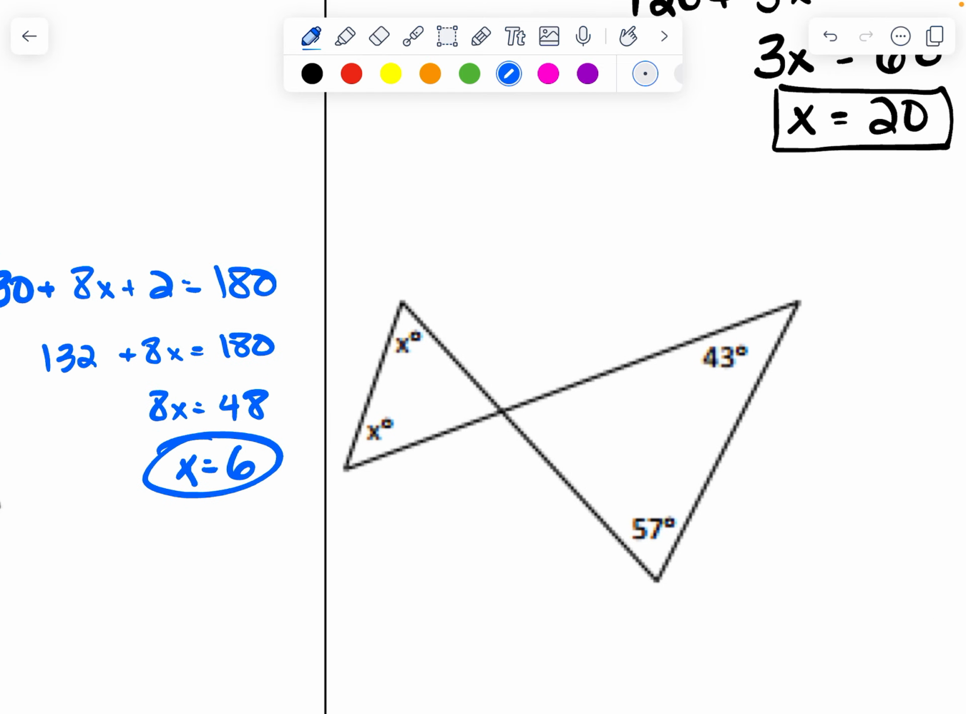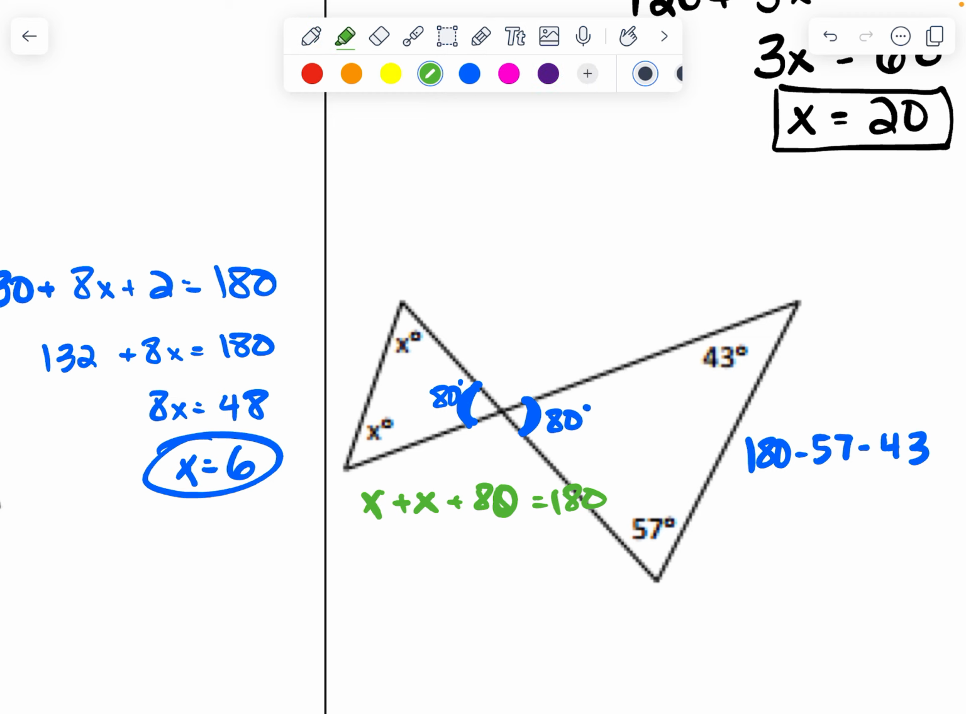What do we have here? Okay. Those x's are the same. We are going to have to figure out what this angle is, then use it because it's a vertical angle to figure this one out. So first, 180 minus 57 minus 43 is 80. So this guy's 80. This guy's 80. All right, so that means these two have to add up to 100, right? X plus X. Let's change colors.